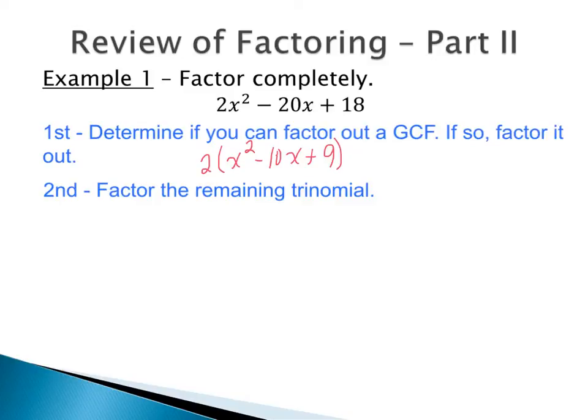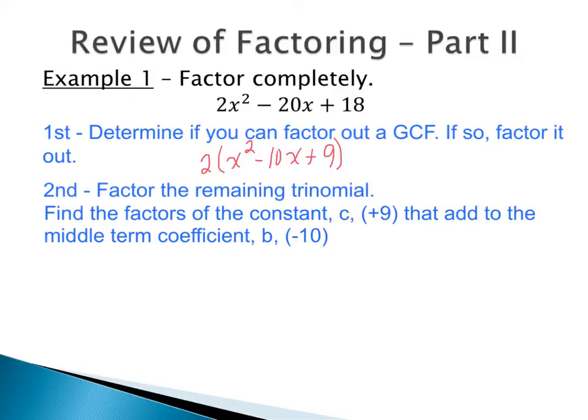As we can see, there's no leading coefficient. What that means is that there's no coefficient of x squared. The number in front of x squared is just 1. We call that value a. So since a is equal to 1, the way that we can factor this is by finding our factors of our constant, which would be c, in this case, which is positive 9. We want our factors of our constant that end up adding to our middle term coefficient b, which in this case would be negative 10.